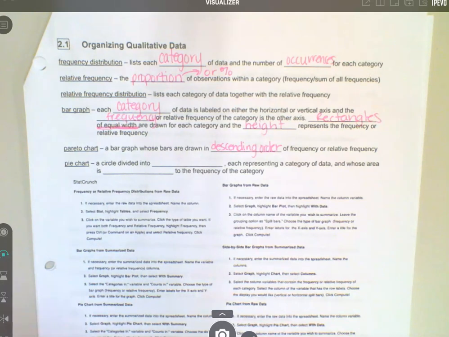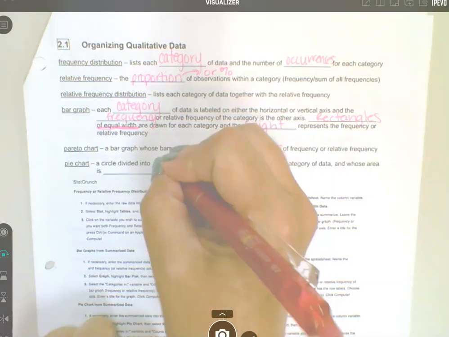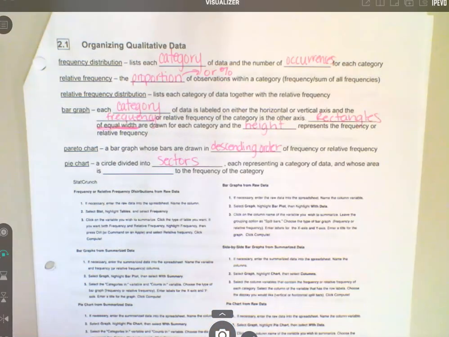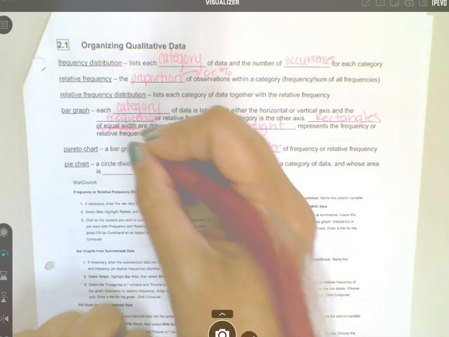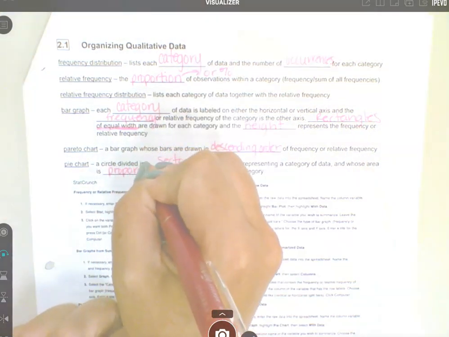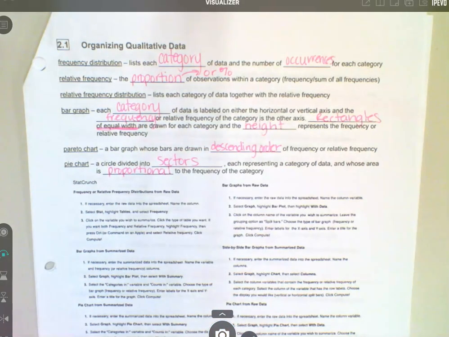Pie chart, I know you have seen those as well. That's when we divide a circle into sectors. Each sector represents a category of the data, and the area of the sector is proportional to the frequency of each category.